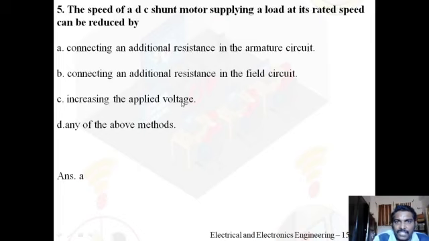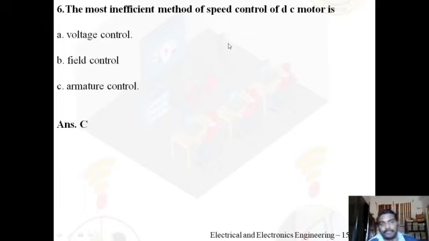The speed of a DC shunt motor supplying a load at its rated speed can be reduced by connecting resistance in the armature circuit, by connecting resistance in the field circuit, or by increasing applied voltage. Here you can observe how the speed below the rated speed is achieved by the armature control method, which is nothing but connecting an additional resistance in series with the armature circuit. You can go for option A.